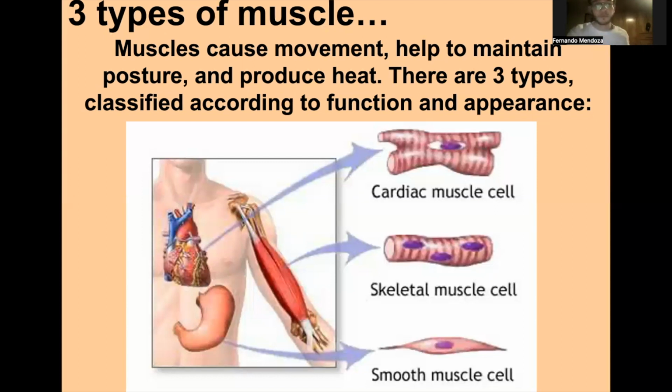And yeah, what else? I think that's everything for this slide. But yeah, just this image representing each type of muscle: the cardiac muscle with the heart, the smooth muscle cell with the stomach, and the skeletal muscle cell with the biceps brachialis.